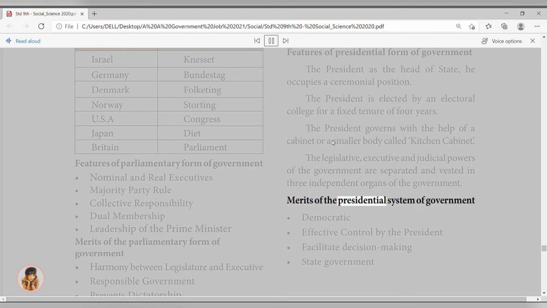Merits of the presidential system of government. Democratic. Effective control by the president facilitates decision-making.